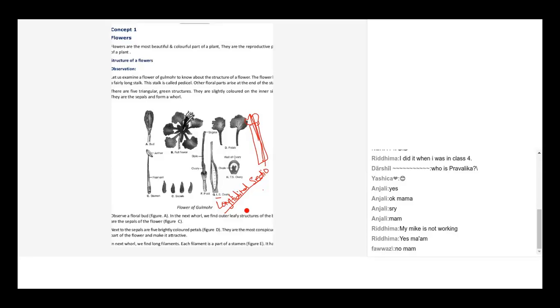Understood? For example, if you had cut the ovary like this, they would have called it a CS, a cross section. You have cut it horizontally. Then they would have said a CS of an ovary. If you take a longitudinal section of the ovary, then in that slice you can see all the ovules properly. That's why they have taken a longitudinal section of the ovary.